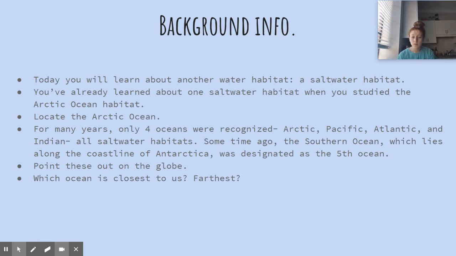Today, we are going to learn about another water habitat, a saltwater habitat. You've already learned about one saltwater habitat when you studied the Arctic Ocean habitat. For many years, only 4 oceans were recognized: the Arctic, the Pacific, the Atlantic, and the Indian, all saltwater habitats. Some time ago, the Southern Ocean, which lies along the coastline of Antarctica, was designated as the 5th ocean. Which ocean? I don't have my map on here. We'll have to go over that at the end.